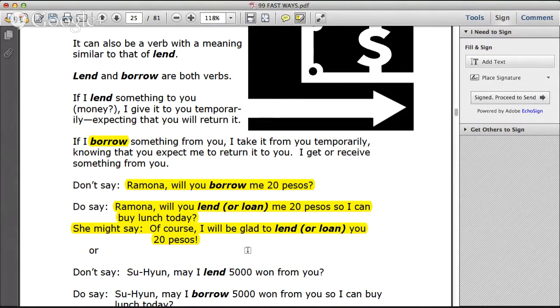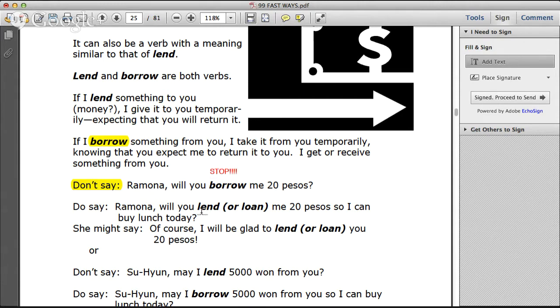She might say, of course, I will be glad to lend or loan you 20 pesos. Okay. All right. So, the way that we typically ask for it, you guys, whenever you want to say borrow, stop. This is the biggest advice that I can offer you guys. Whenever you want to say borrow, stop and do not say it, because you are more than likely saying it wrong.